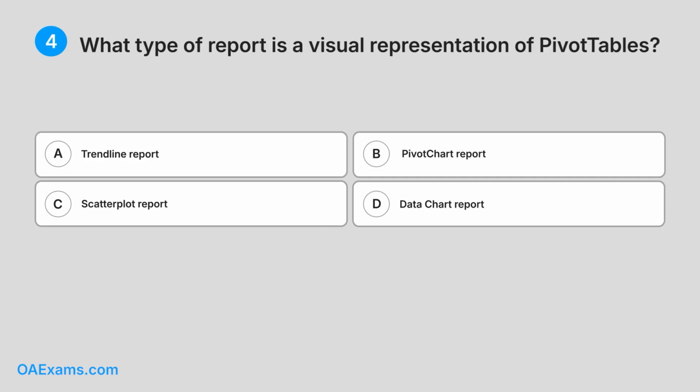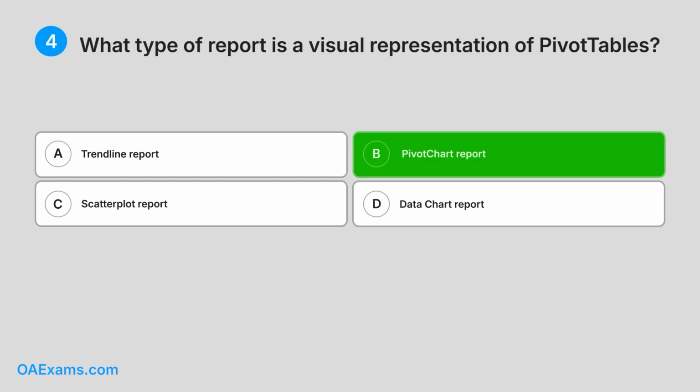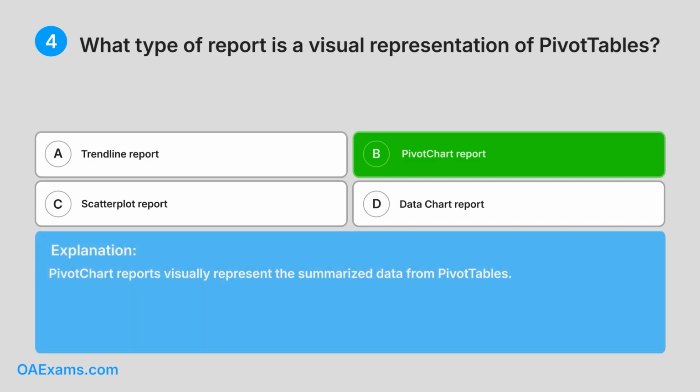4. What type of report is a visual representation of pivot tables? A. Trend line report. B. Pivot chart report. C. Scatterplot report. D. Data chart report. What do you think is the answer? Correct answer B. Pivot chart report. Explanation: pivot chart reports visually represent the summarized data from pivot tables.